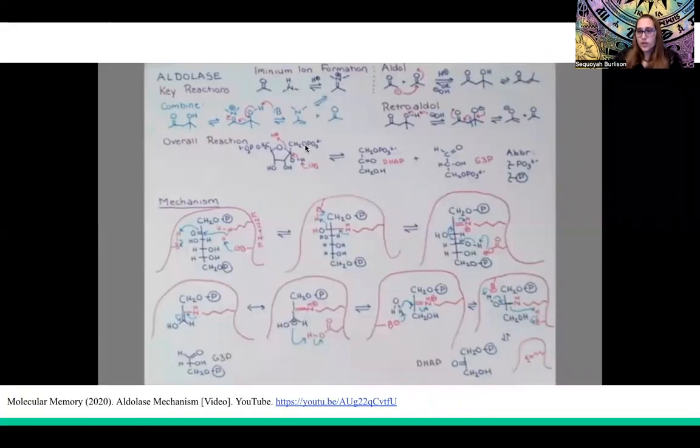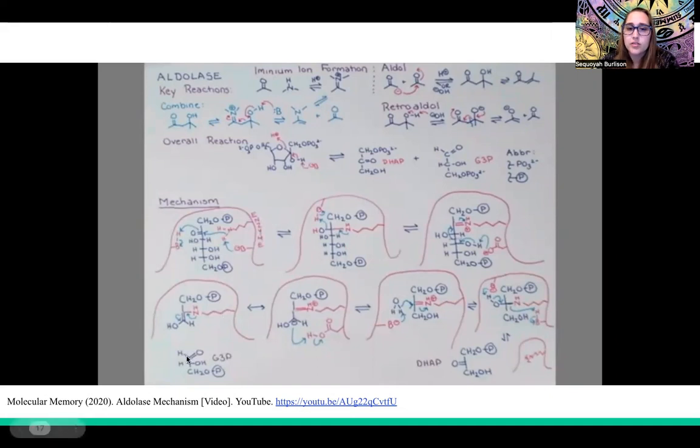Another way to understand this reaction is to watch this amazingly demonstrated and detailed video where it is walked through one step by step. The key reactions of aldolase, the formations of such, and the combinations, and with the overall reaction, and each step involving the enzyme's active site. Yes. And how the electrons are transferred.